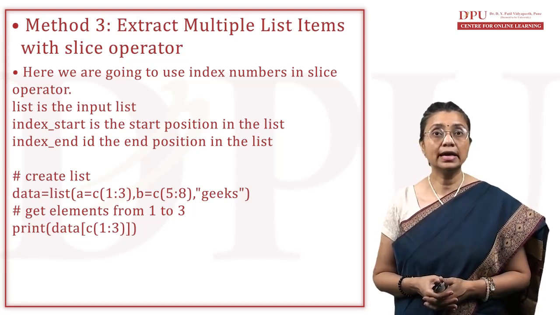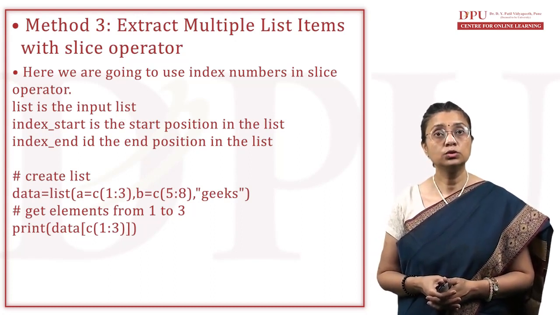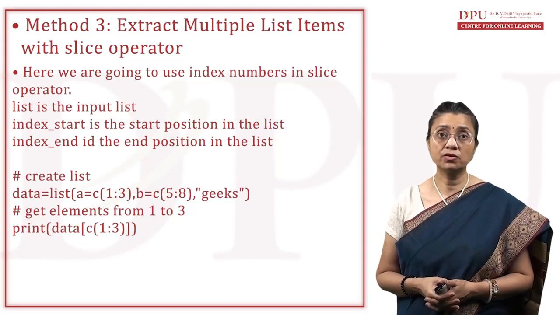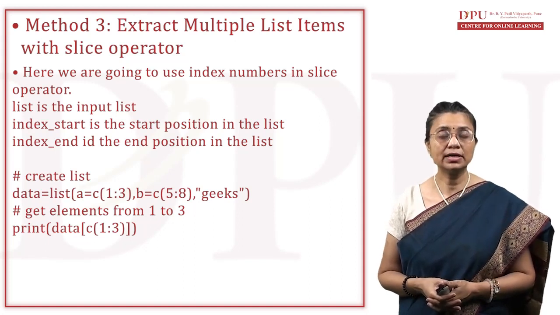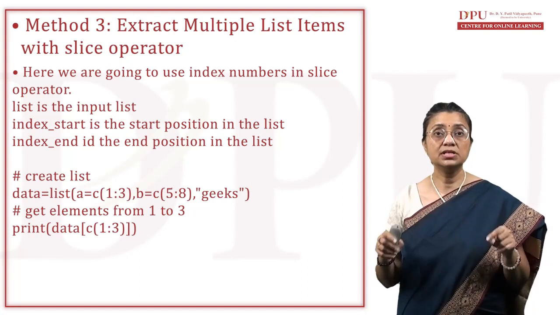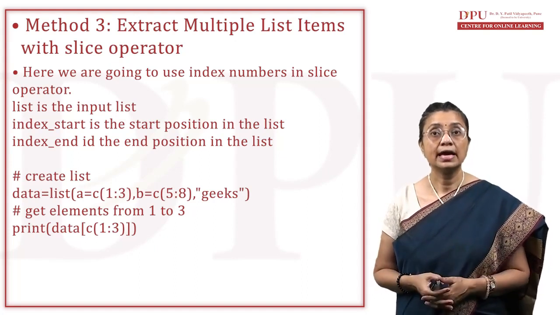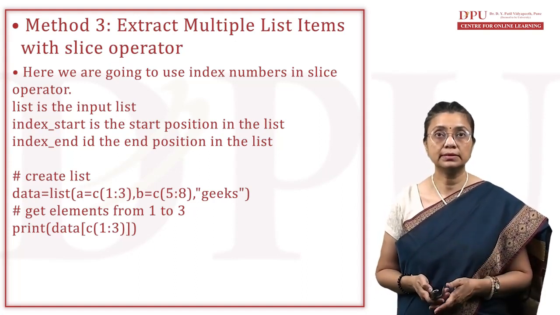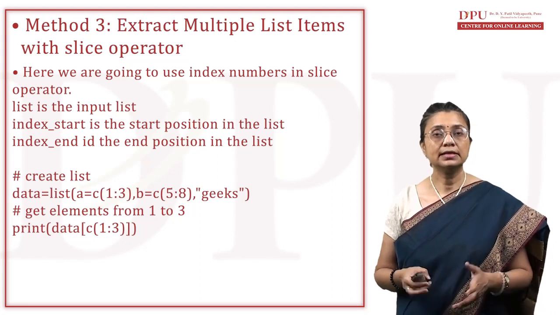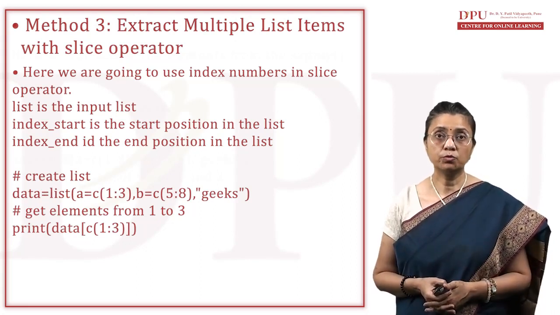Now we want elements from 1 to 3. So how will I get the elements from 1 to 3? You can see over here, I write print data, and within square brackets, I pass the vector and I pass 1:3. So you can see over here that I'm getting geeks as an output.